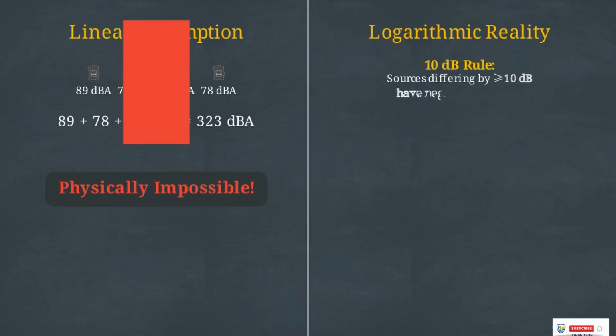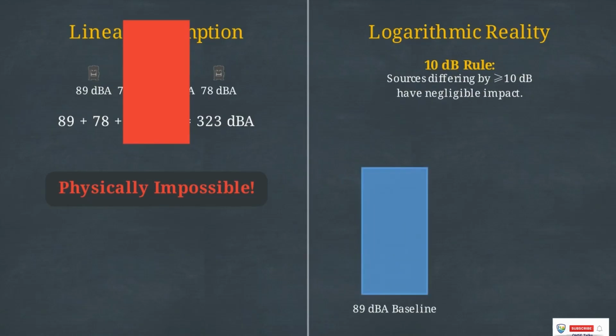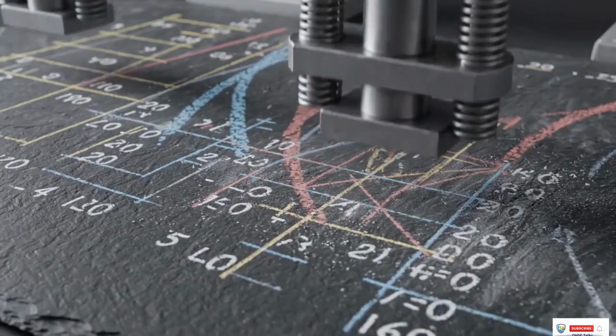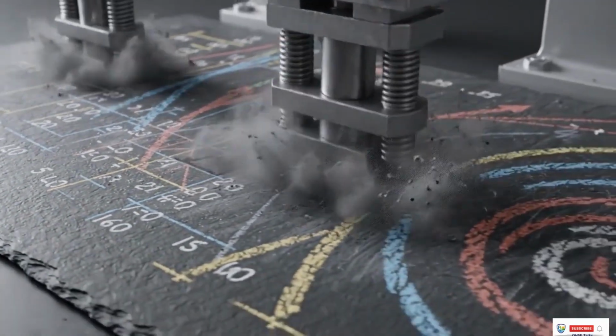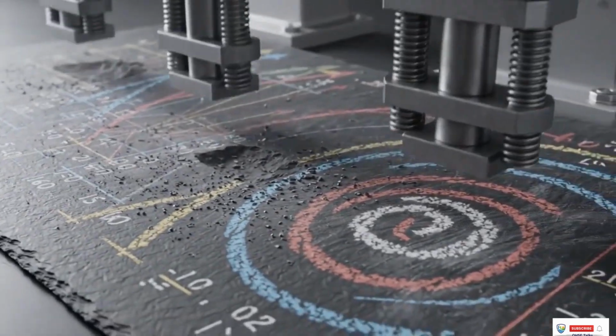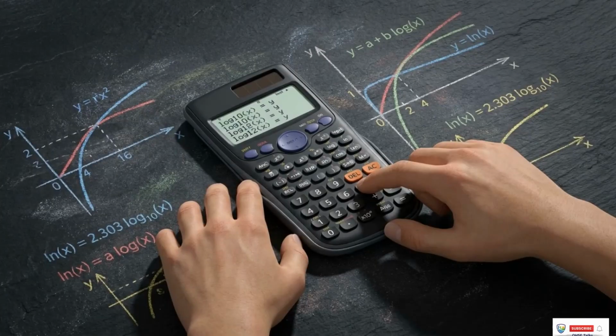In logarithmic addition, if 2 sound sources differ by 10 decibels or more, the quieter source has a negligible impact on the total. The 3 78 decibel machines combine to roughly 82.7 decibels. Adding that to our 89 decibel baseline only increases the total noise level to 90 decibels. Treating acoustic energy as a linear variable results in hazard profiles that simply do not exist in physical reality. To manage these risks, the professional must rely on logarithmic addition.